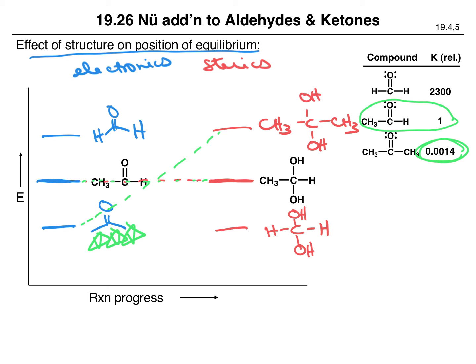When we look at formaldehyde, we are starting out higher in energy, but we end up lower in energy, and so that means our equilibrium constant is much larger, and that means at equilibrium, most of the product is going to exist as the hydrate, not as formaldehyde. So by focusing on both electronics and on sterics, we were able to come up with an explanation for the relative position of equilibrium for these different compounds.